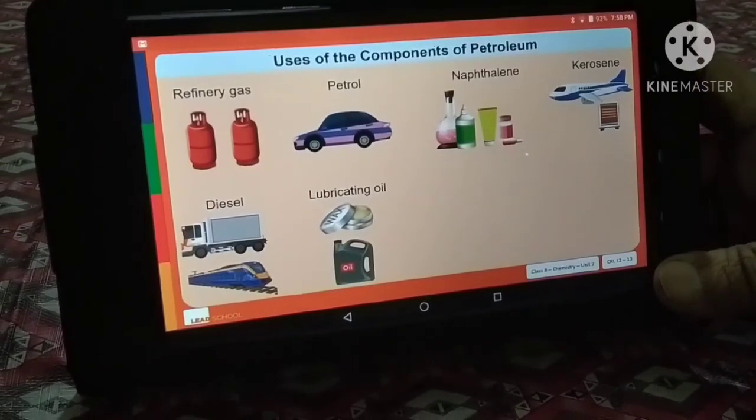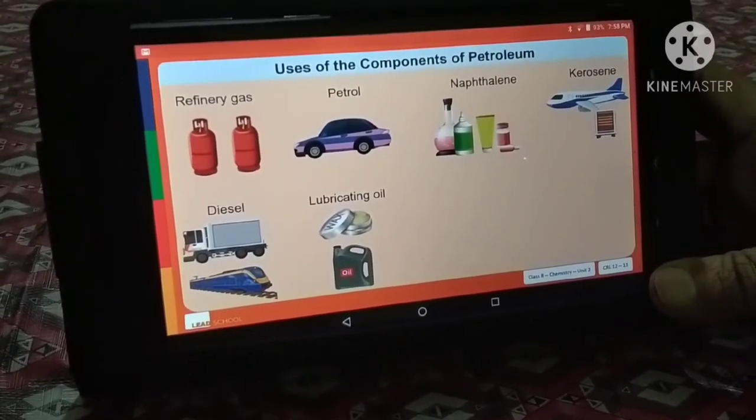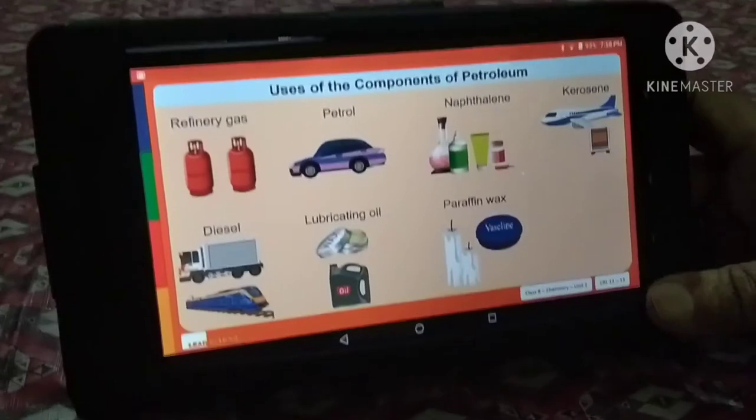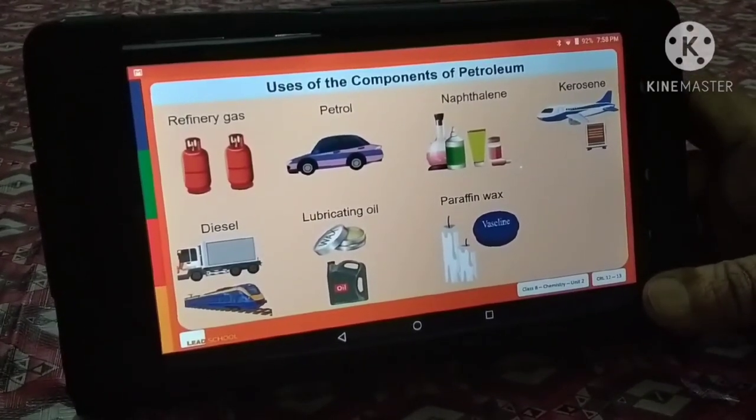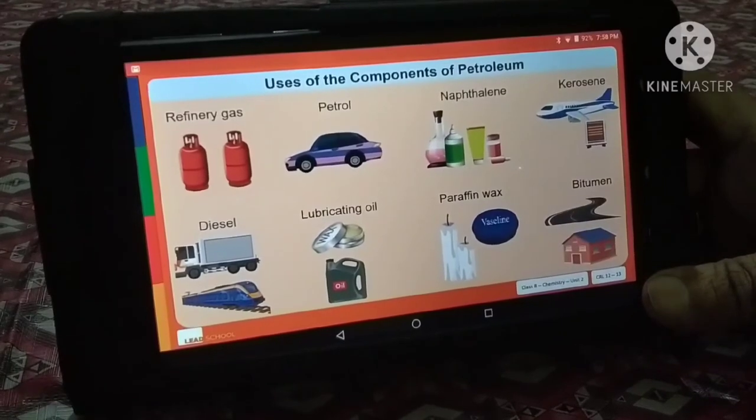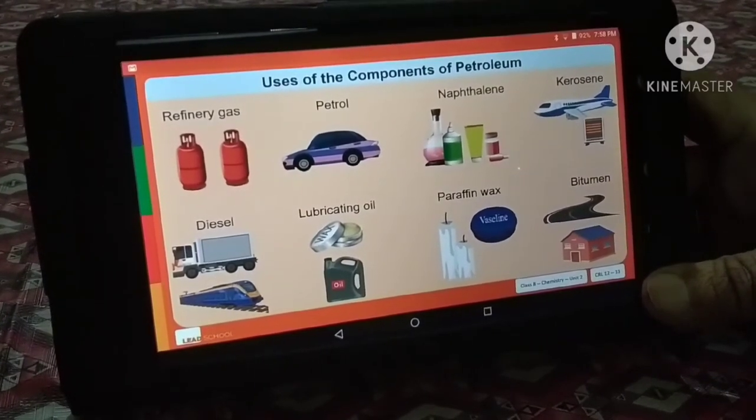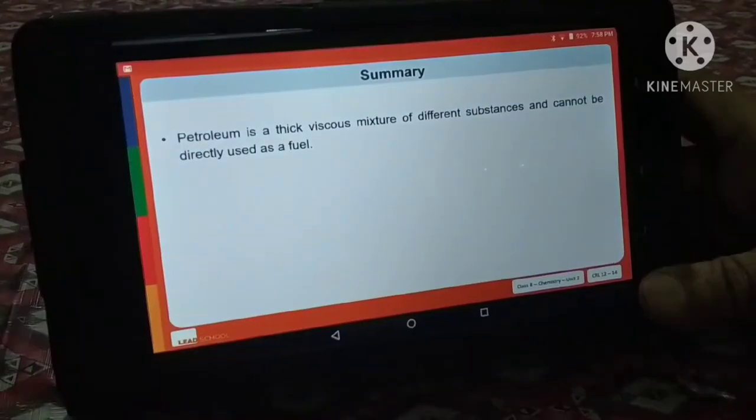Lubricating oil is used in motorized vehicles to lubricate the moving parts of the engine. Paraffin wax is used in manufacturing ointment, candles, and Vaseline. Bitumen is used for road surfacing and for manufacturing paints.